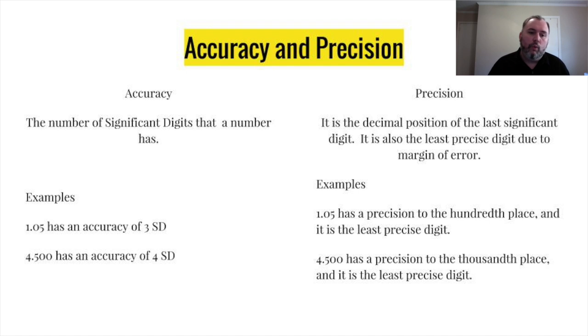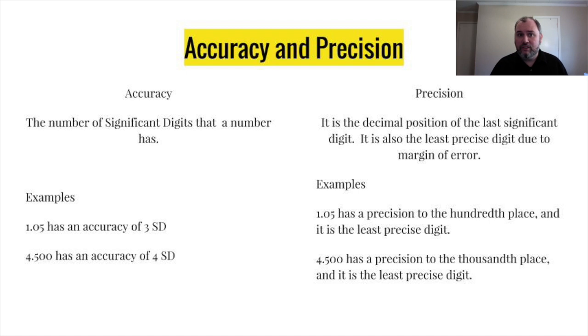All right, 4.500, we know the 4 is, the 5 is, and then according to our rules, the zeros at the end of a decimal, which is what this is, a decimal number because you see a decimal, those zeros are also sig figs. So altogether we have an accuracy of 4 significant digits. All right, so accuracy is the easy one. It's just counting the number of significant digits. Precision is a little bit more complicated. All right, it is the decimal position of the last significant digit.